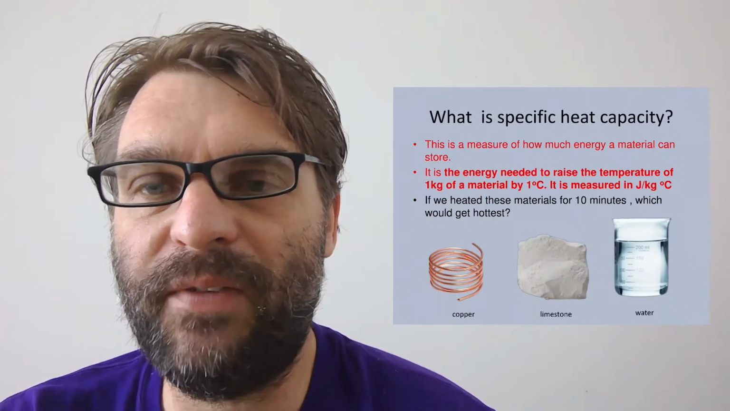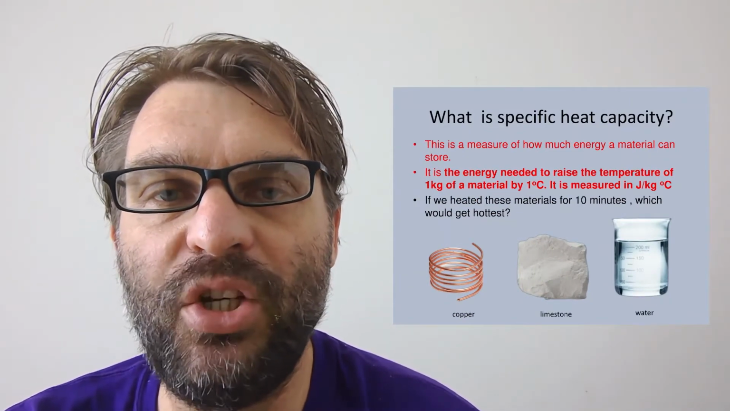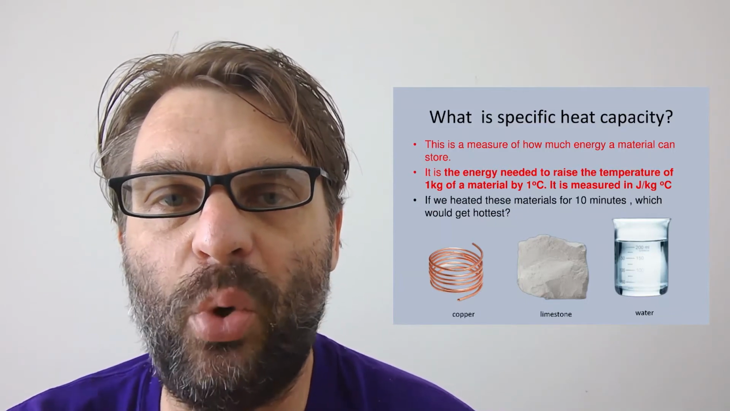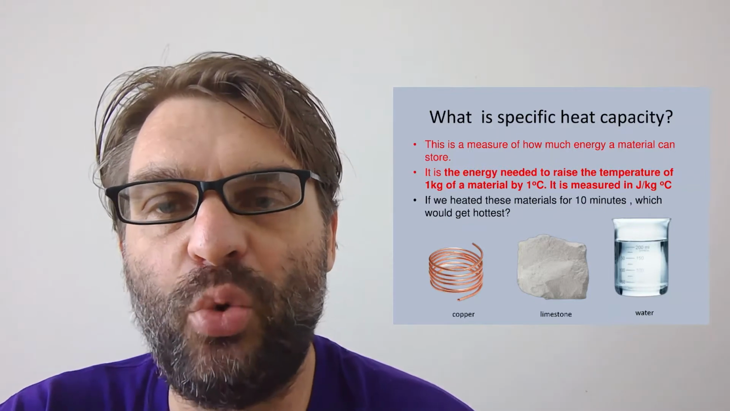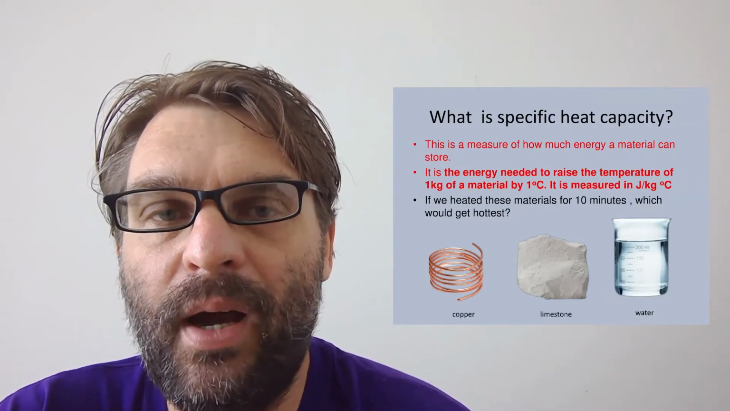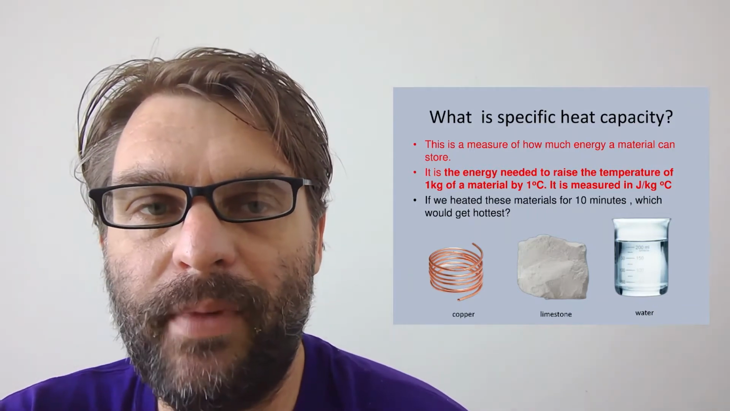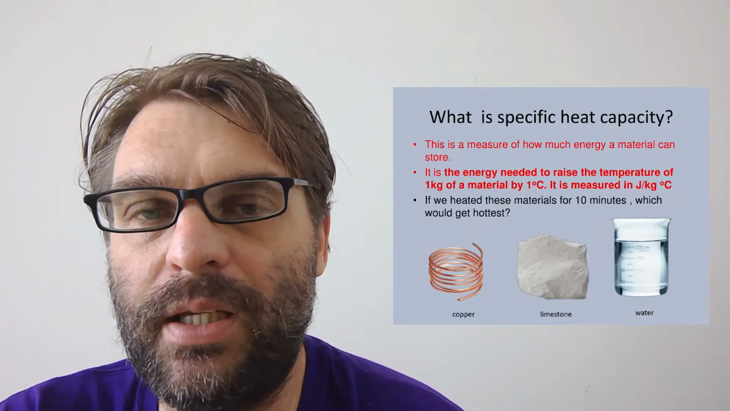So what is specific heat capacity then, when we looked at the pie? So it's basically how much energy the material can store. So it's essentially the heat energy required to raise the temperature of a substance of 1 kilogram by 1 degree Celsius. And the units are joules per kilogram per degree Celsius.